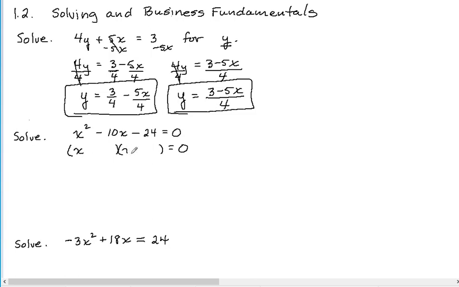This particular problem is factorable, so I'm going to choose to solve it by factoring. It would be an x and an x, and to multiply to 24 and add up to 10 would be a 12 and a 2, a negative 12 and a positive 2. And then you can set each factor individually to 0. Solving for the first factor would give x equals 12. Setting the second factor equal to 0, subtract 2 from both sides, that would give x is negative 2.